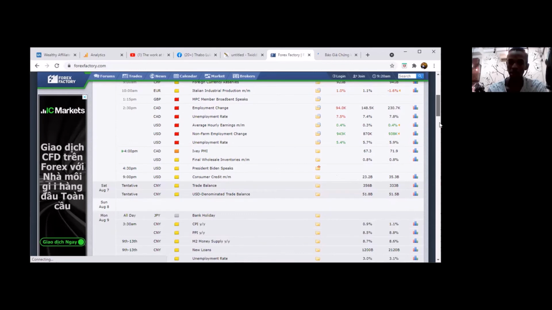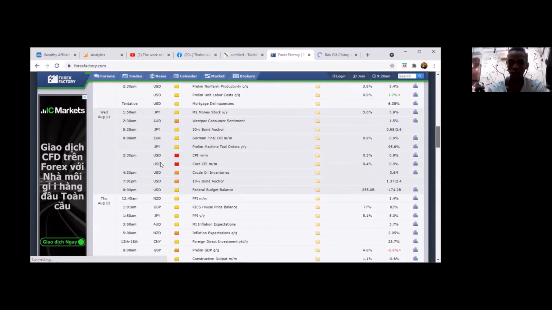So here you can see the news that are coming up, USD and stuff like that on Wednesday. It's going to be hectic, and generally AUD, you can still look at it, but normally I would look at USD here. That's the one that is coming up.